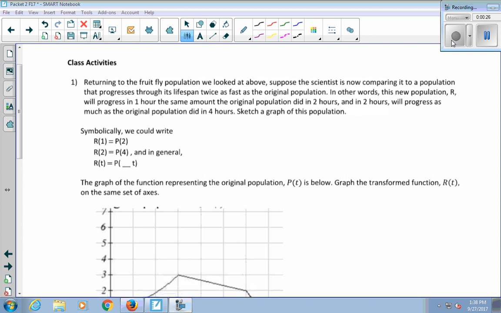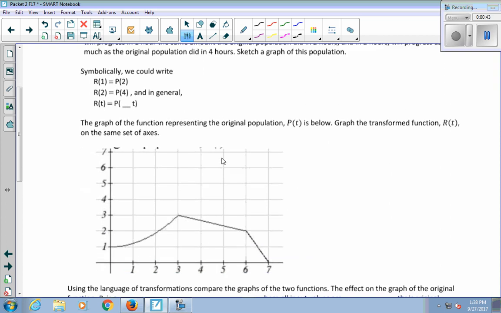In other words, this new population R will progress in 1 hour the same amount the original population did in 2 hours. And in 2 hours will progress as much as the original population took 4 hours to do. I'm going to sketch a graph of this population, so it'll be helpful to write some symbolic stuff. So R of 1 equals P of 2. That means it takes 1 hour for R to be at the same value that it took 2 hours for P to be at. And R of 2 equals P of 4, and in general, R of t equals P of 2t, doubling, takes twice as long.